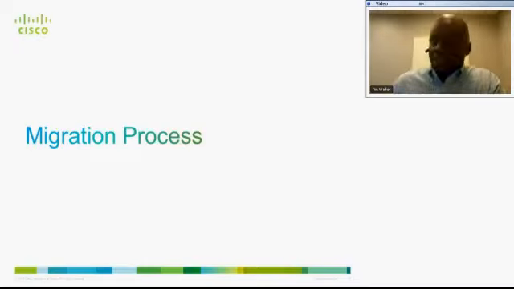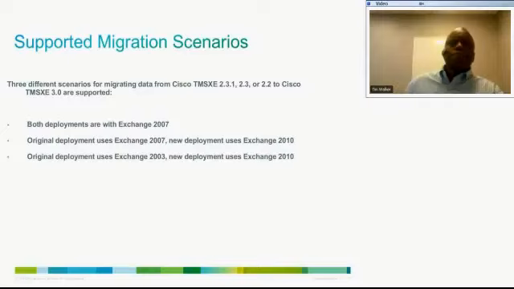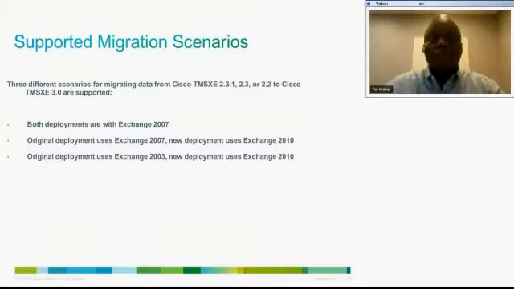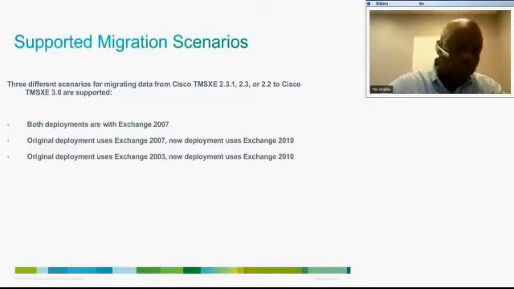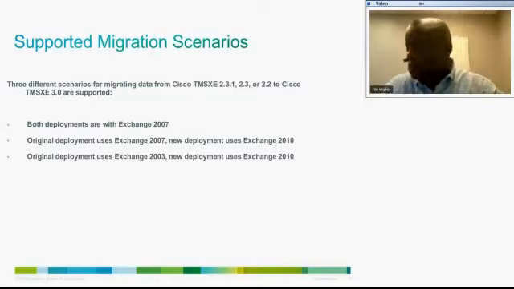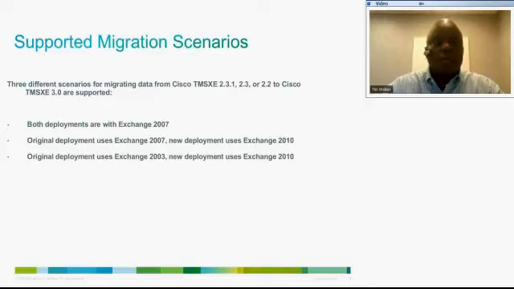The migration process. We support three models for migrating from your previous deployment of the TMSXE to the TMSXE 3.0. Again, in the previous deployment, you need to be running either the TMSXE 2.2, 2.3, or 2.3.1.